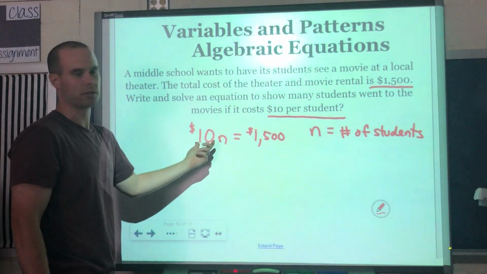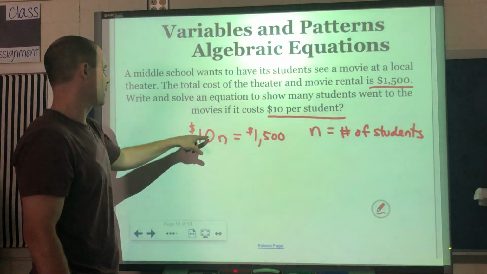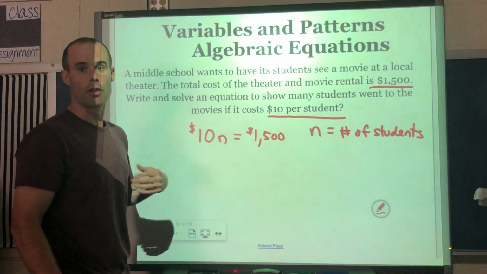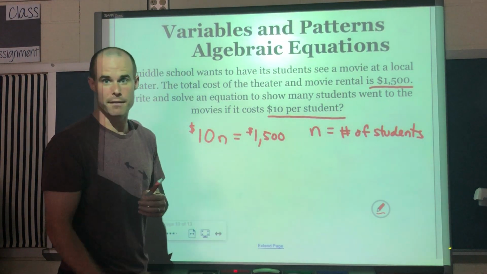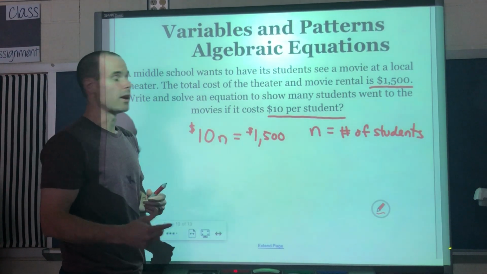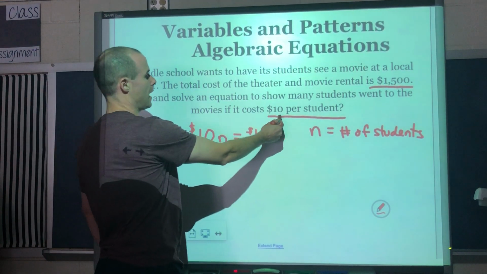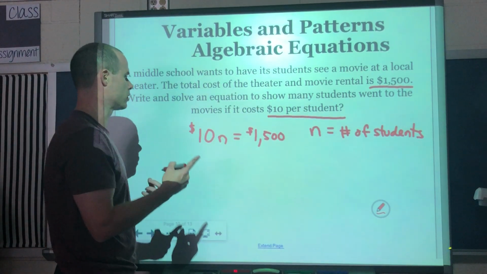Now, if you look at this side, we have our variable, our number of students, and it's being multiplied by $10. So this 10 actually has a name, and the name that we can give that 10 is called a coefficient, because it's a number being multiplied by a variable. This coefficient is also important because it's our unit rate. It's $10 per one student. That's how much it costs for one student to go.